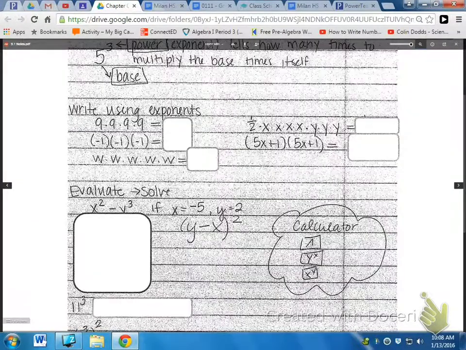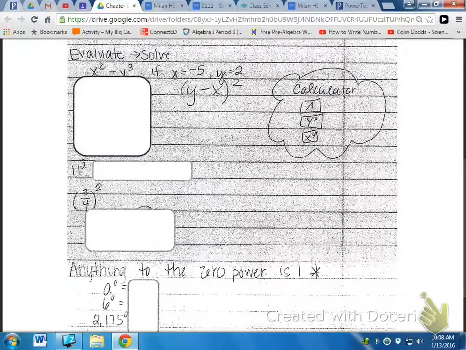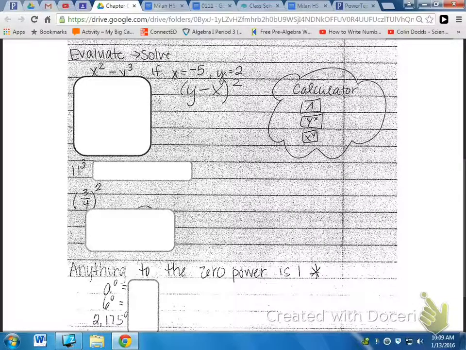evaluate. Who can tell me what evaluate means? What does evaluate mean, Shane? Solve. Find out what that is. What is the value of it? So we're going to get some expressions like this one. X squared minus y cubed, if x equals -5 and y equals 2. Okay, so what you have to do with this is substitute the values in for the variable. Like this one is -5, I'm plugging in for x squared, minus 2 to the 3rd.